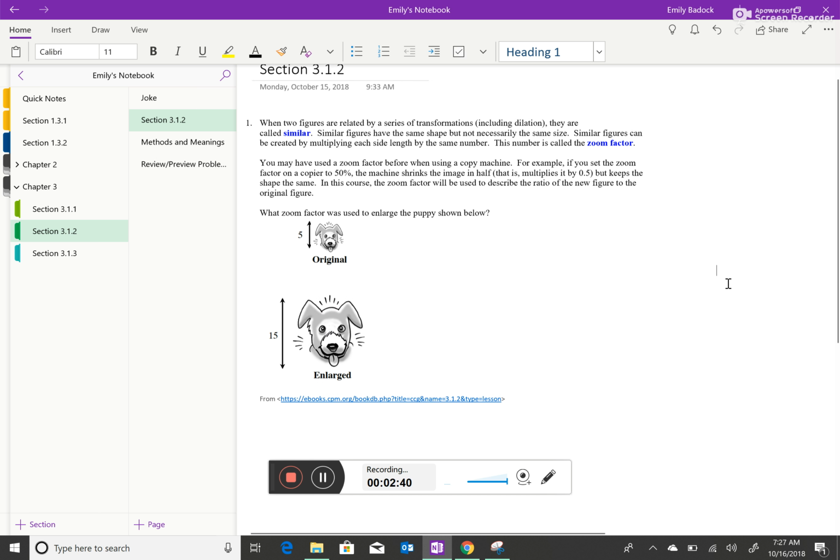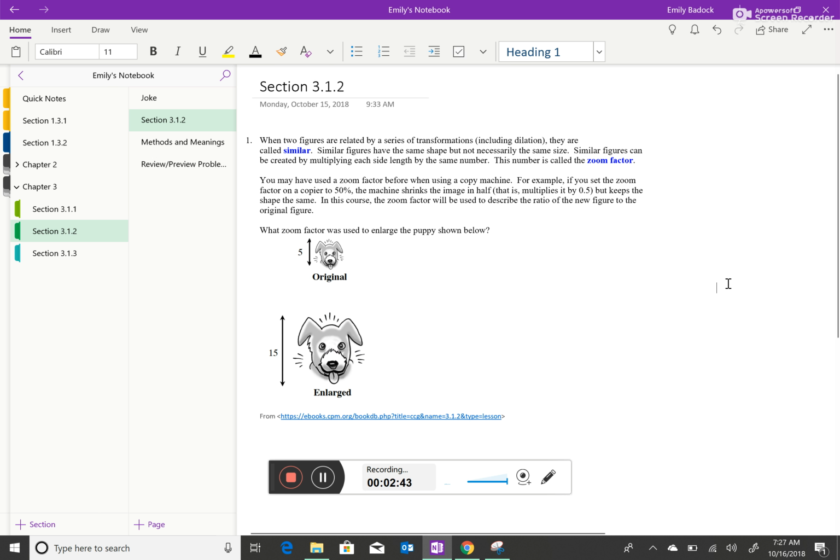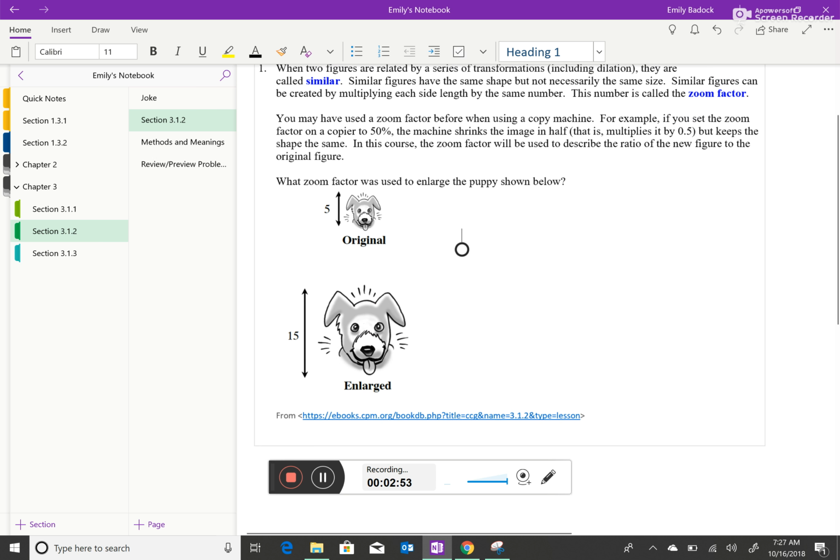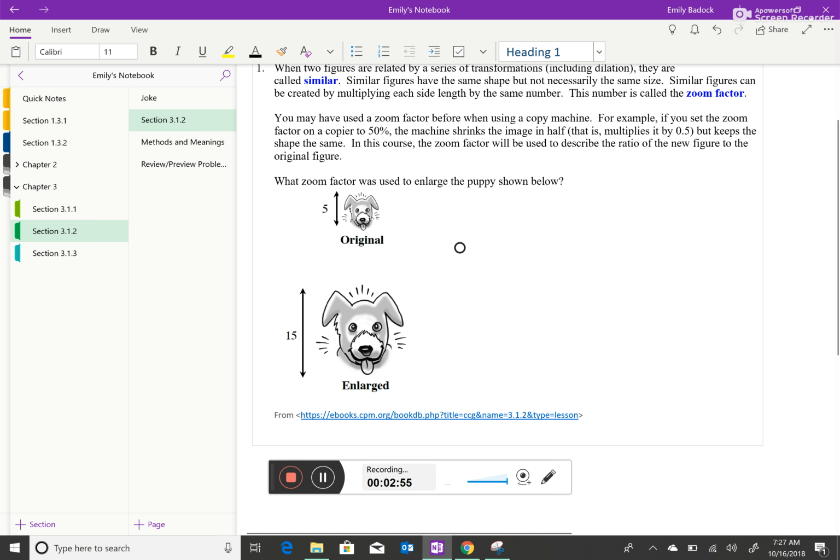Alrighty. So this is actually one of the questions from the book. It is question 3.1.2, and we're just going to talk about part B. It says, what zoom factor was used to enlarge the puppy shown below? So what you want to think about is how you go from 5 to 15.